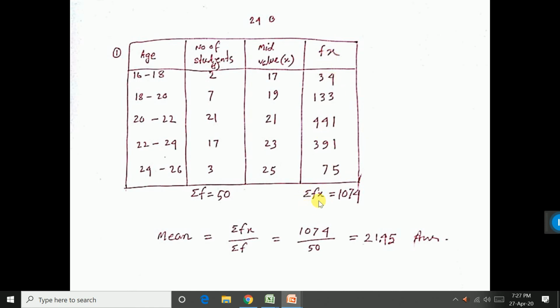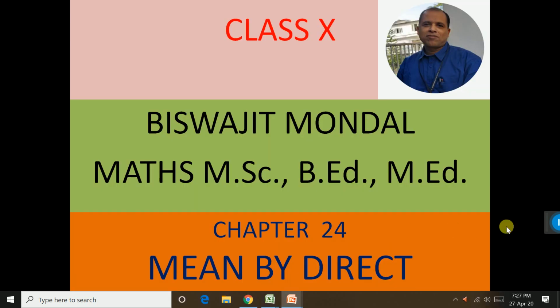So summation fx or sigma fx value is this. How do I get this? After adding all these values. Now direct method mean formula, summation fx by summation f. That is equal to summation fx we got here 1074, and summation f after adding this column, we have got 50. So put here 50. After dividing, we are getting the answer. That's all for this video.